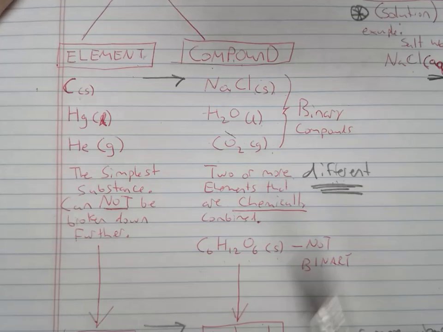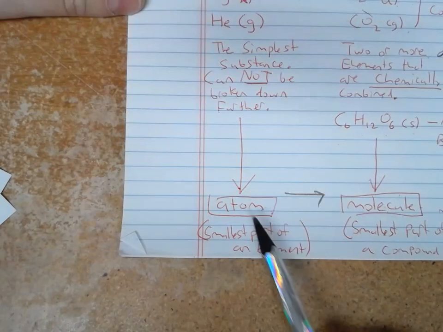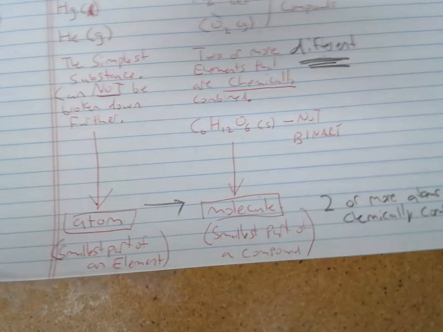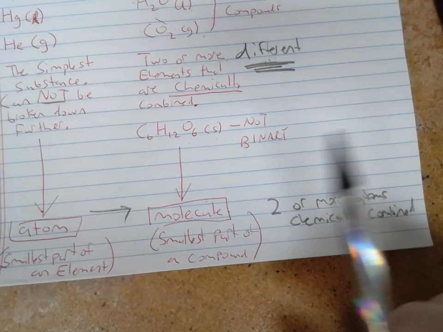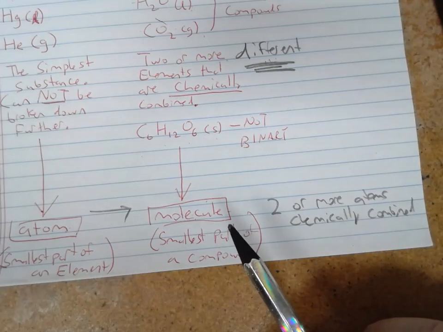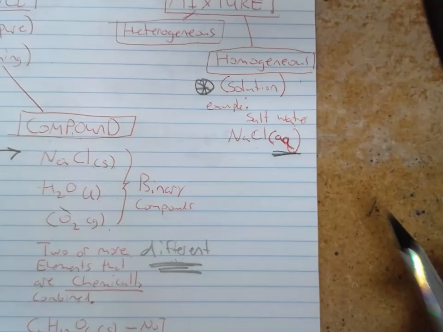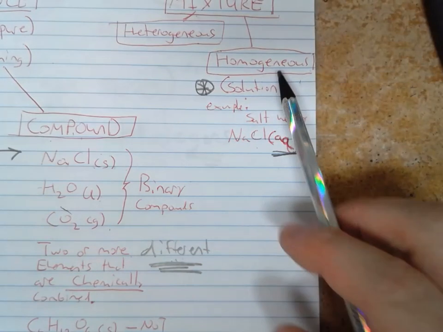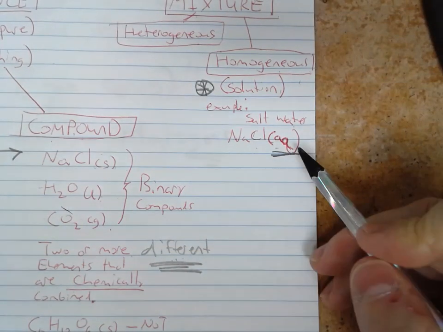The smallest part of any element is an atom. The smallest part of any compound is a molecule. Two or more atoms combine to make a molecule. Remember, that's not the same as a compound because you need two or more different elements to make a compound. And then finally, we have the whole mixtures. We have heterogeneous, which are uneven, and homogeneous, which are even or called solutions. And if you see the letters AQ after it, AQ means aqueous, which means dissolved in water. By definition, anything that's aqueous must be a mixture.